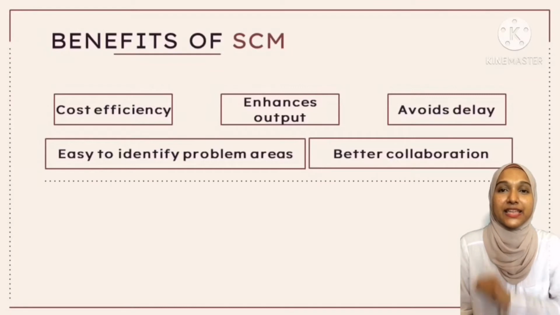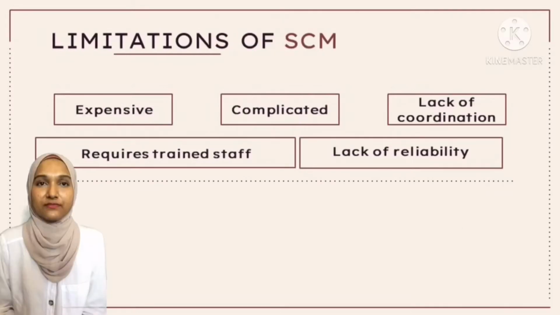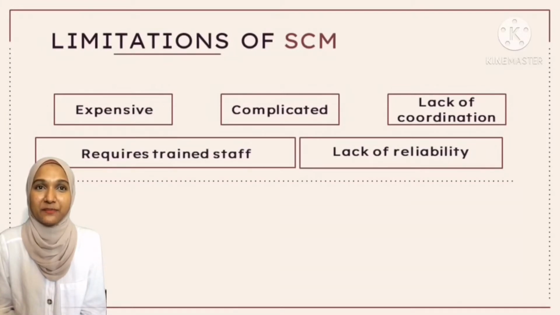Number 5, it gives better collaboration. The process of SCM brings better collaboration among business parties because it focuses on developing proper communication within the business to avoid any disputes. Although it is great, there are also limitations to supply chain management.